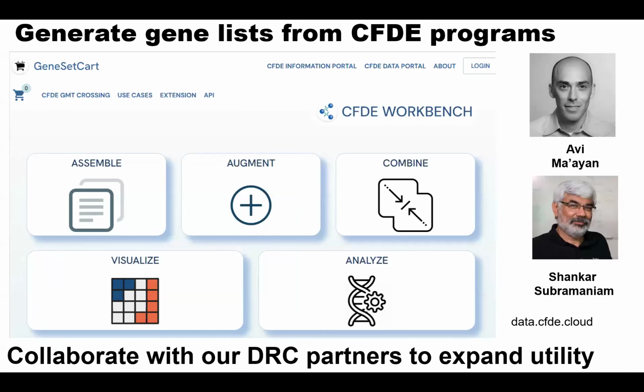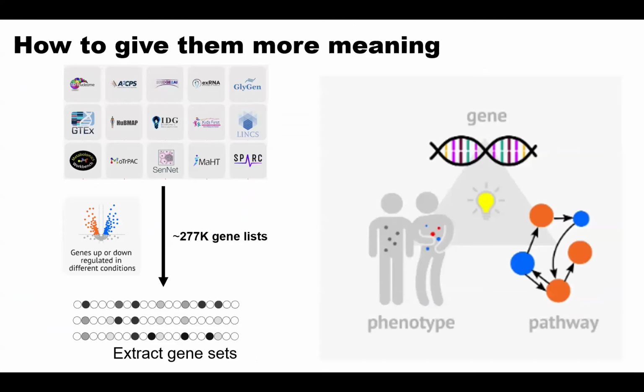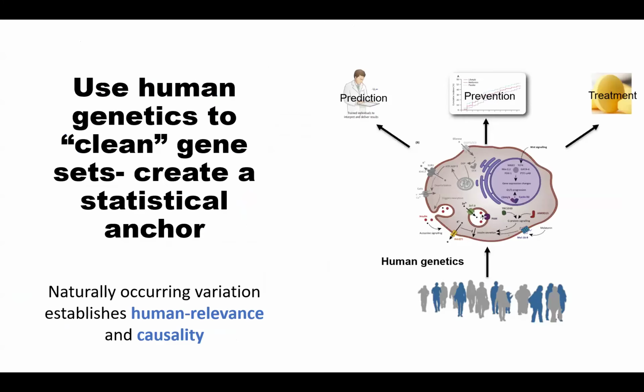And critical to that activity for gene sets, we work with our collaborators at the DRC because they've done a lot of extensive work to generate gene lists from these CFD programs. So there's an incredibly rich substrate for us to build upon as a knowledge center. How do we build upon it? We take those gene sets, of which there are over 200,000, and we extract them, right? Most of these are from differential expression, mind you. But then we want to give them some more meaning, right? We want to connect these gene sets to human phenotype and pathway, and the gene is the anchor. So that's the context behind what we do.